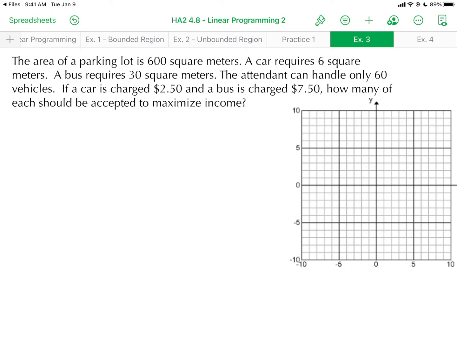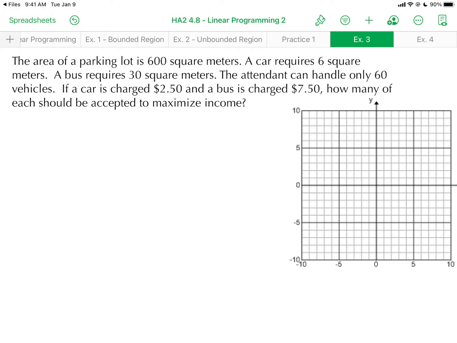All right, so read the problem here with me. Area of a parking lot is 600 square meters. A car requires 6 square meters. A bus requires 30 square meters. The attendant can handle only 60 vehicles. If a car is charged $2.50 and a bus is charged $7.50, how many of each should be accepted to maximize our income? So clearly, this is kind of a business situation, right?